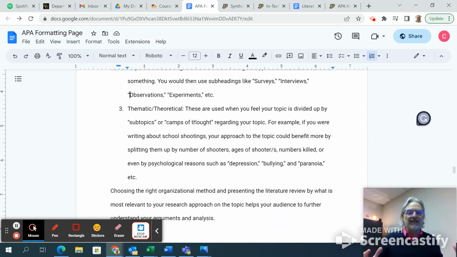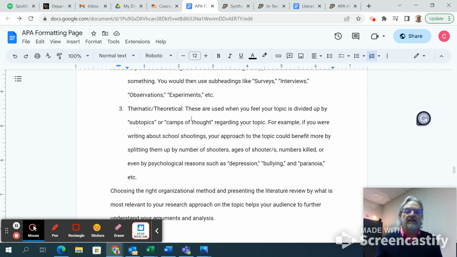This last one I kind of lump into thematic. Some will say thematic is different than theoretical, and while that is true in purely definitional terms, you're still grouping them together based on what I call camps of thought that create these subtopics for you to then think about organizing your literature review, okay?